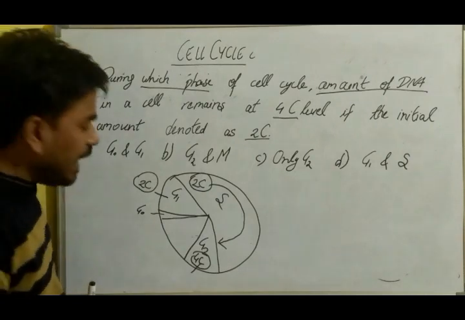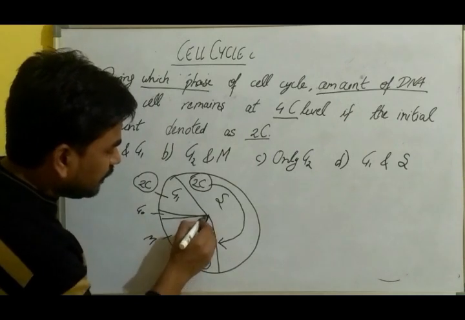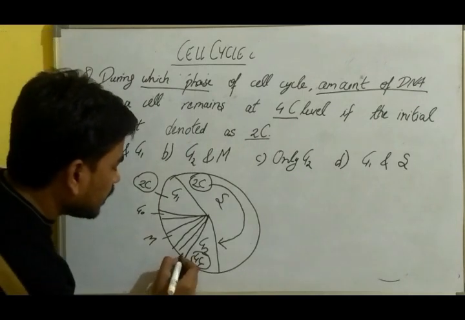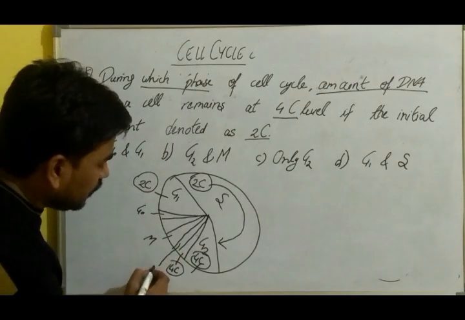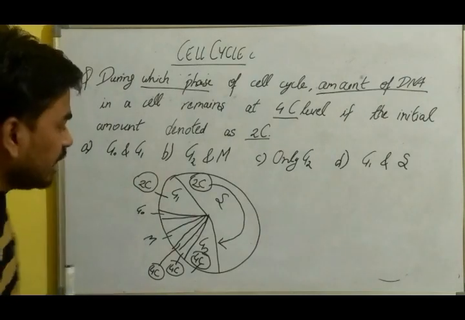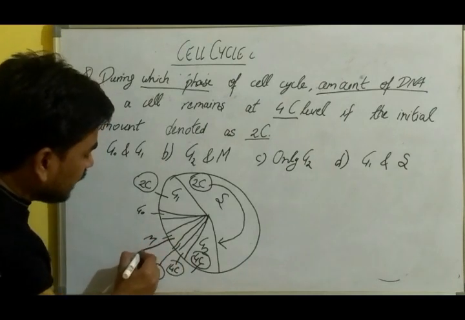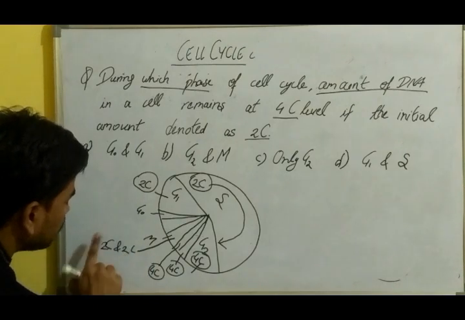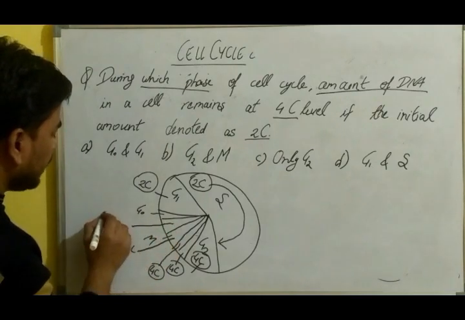And after that it will enter M phase, that is prophase, metaphase, anaphase, and telophase. In the prophase stage, the amount of DNA will remain the same, that is 4C. And in metaphase also, the amount of DNA will remain 4C, but from the metaphase stage, the cell will divide and it will distribute into two equal parts. That will appear in anaphase as 2C and 2C, and telophase also remains 2C and 2C.